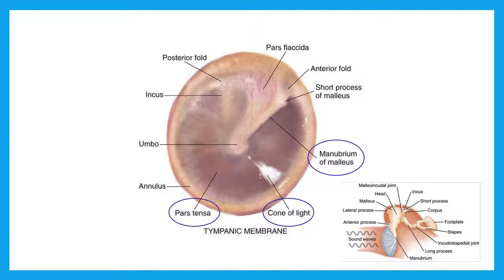You can also note the pars tensa, which is this area, and as the name suggests, is the tense section of the tympanic membrane, and the pars flaccida, which is the smaller flaccid portion at the top here.